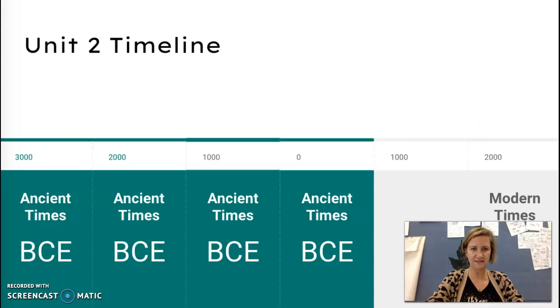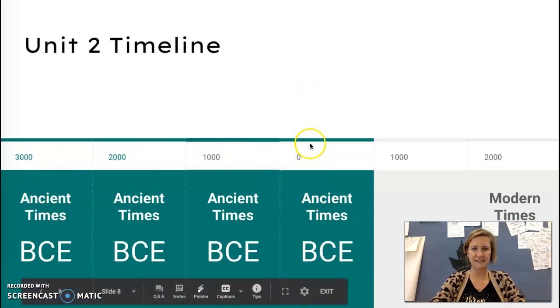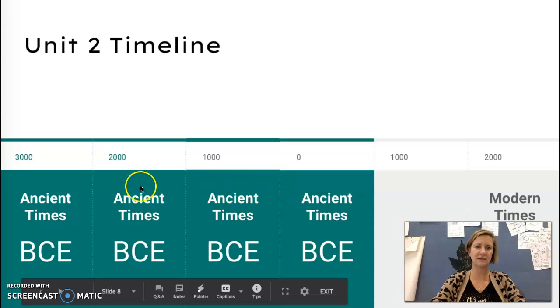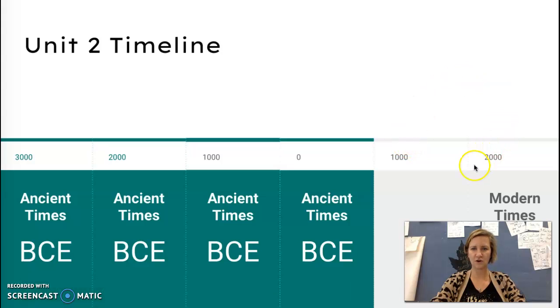Now, if you take a look at this timeline, you can see that there is a kind of a split, and the split happens here after the ancient times at 0. And you can also see that it counts back 1,000 years, 2,000 years, 3,000 years. And all of these years here you can see are labeled as BCE. Whereas on the right-hand side, we count forward 1,000, 2,000, and all of these are part of the modern times, also known as the CE years.